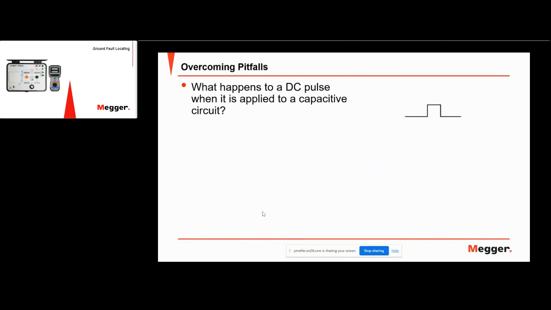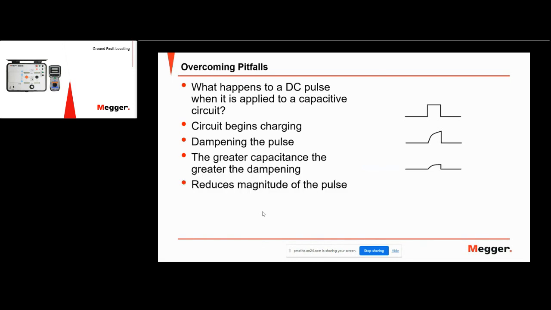So let me ask this. What happens when I apply a DC pulse to a capacitive circuit? What's going to happen is you're going to start getting a charging effect. And the circuit will charge up and you'll see a ramp on the DC pulse. The higher the capacitance in the circuit, the more reduced the pulse becomes. So it can be very difficult to try to locate the pulse on a capacitive circuit. So when you have high capacitance throughout your whole circuit, a pulse can get dampened out and be extremely difficult to locate.